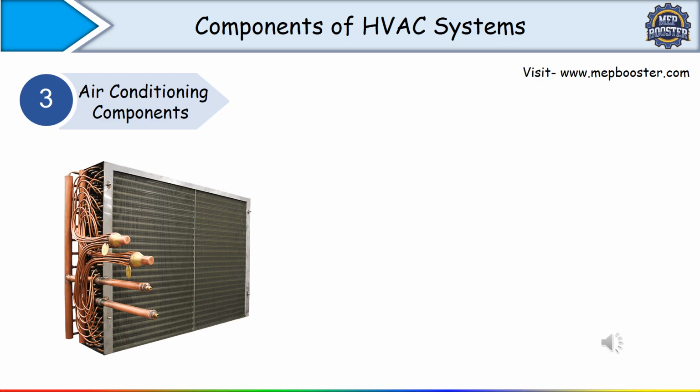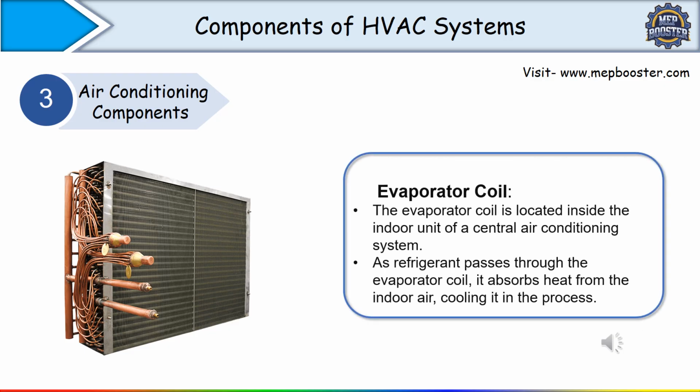Now the next component of air conditioning is the evaporator coil. Generally the evaporator coil is located inside the indoor unit of a central air conditioning system. How does this evaporator coil work? See, as refrigerant passes through the evaporator coil, it absorbs heat from the indoor air, cooling it in the process.